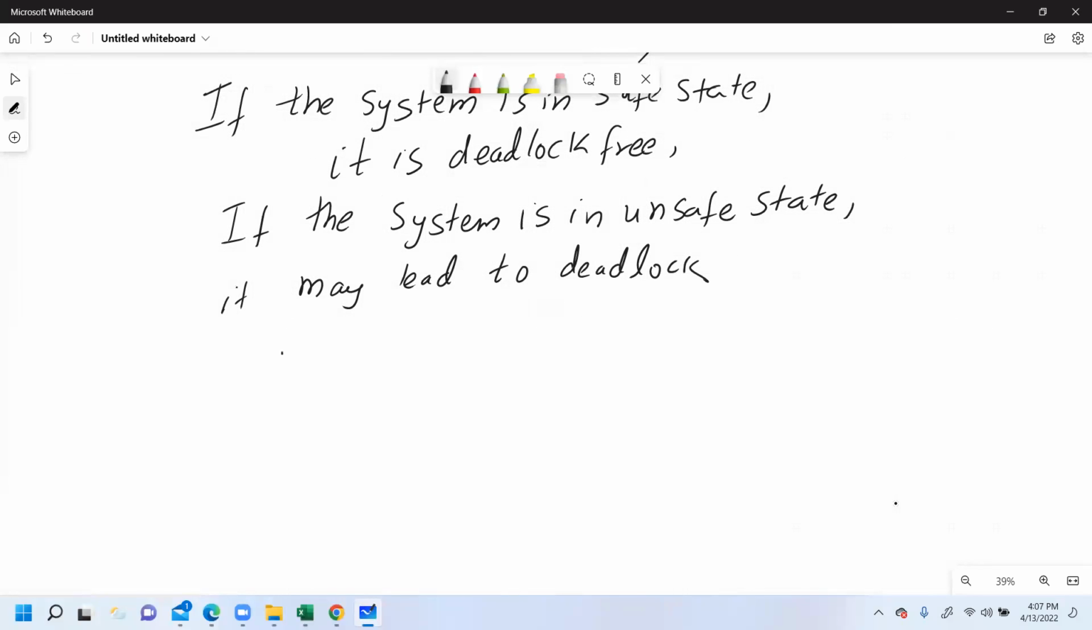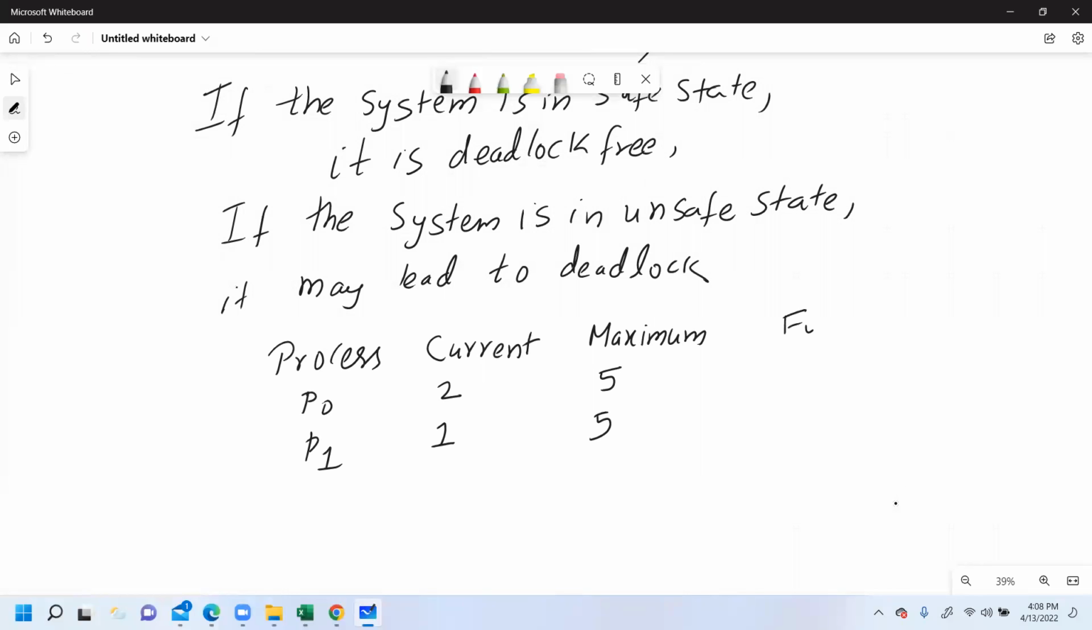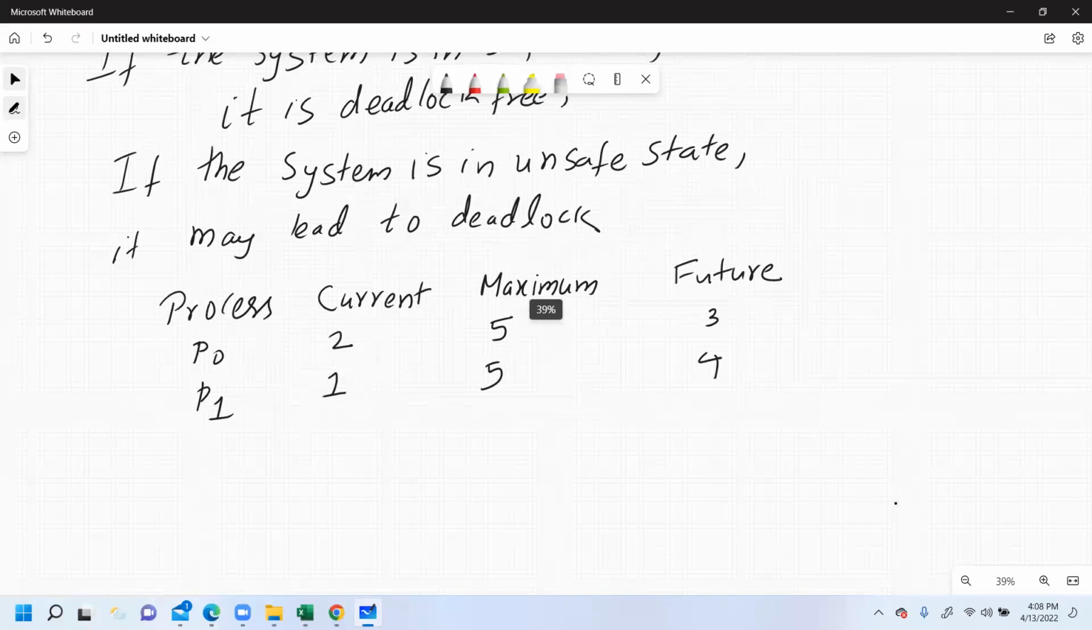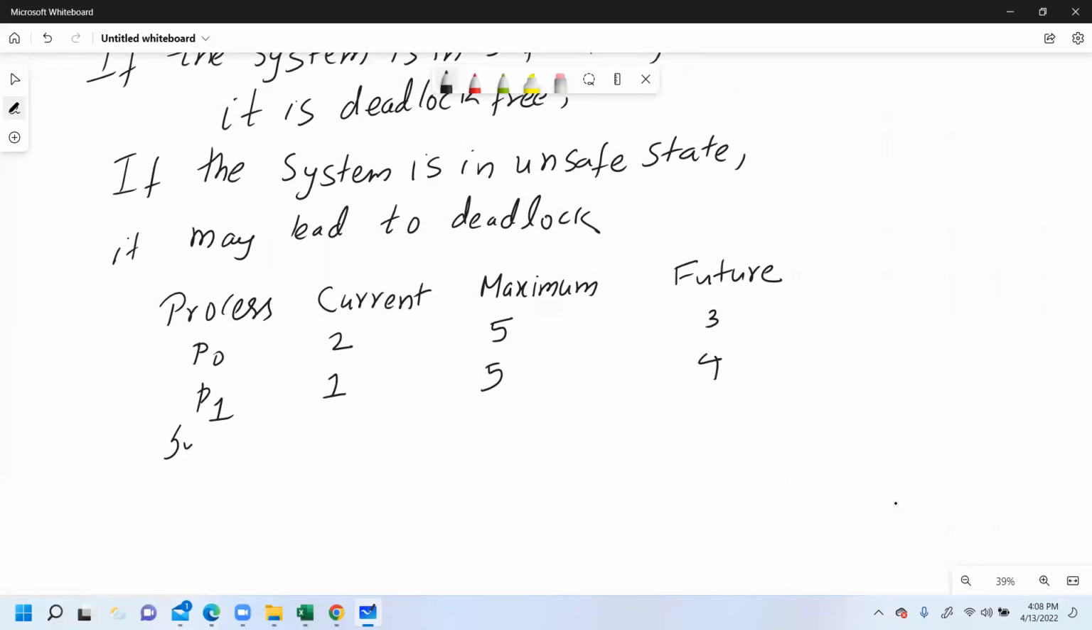So let me give another example. There are two processes, P0 and P1. Currently allocated, this one is holding 2 and this one is holding 1. The maximum requested by this process is 5, and for this process also 5. Of course, in the future, how many do you need? Basically, you subtract: 5 minus 2 is 3, and 5 minus 1 is 4. In the future, this one needs 4. Currently available, let's say the system has 5 printers.